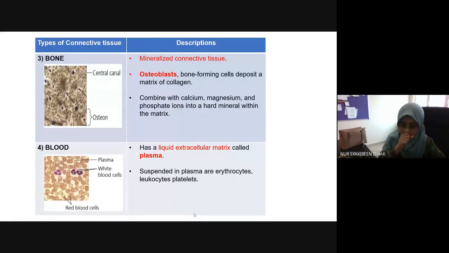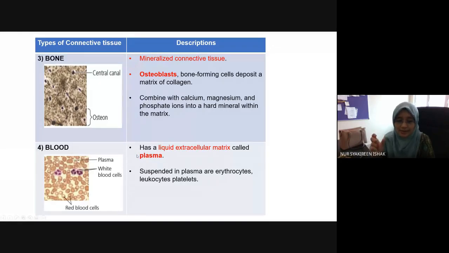And then so bone is the mineralized connective tissues. So you have cells within the bone, which is osteoblast. So the function of this cell is to deposit matrix of collagen lah. It combines also with ions such as calcium, magnesium, and phosphate, okay, to harden into a hard mineral matrix inside the bone. And then blood, okay, blood is also an example of connective tissues.